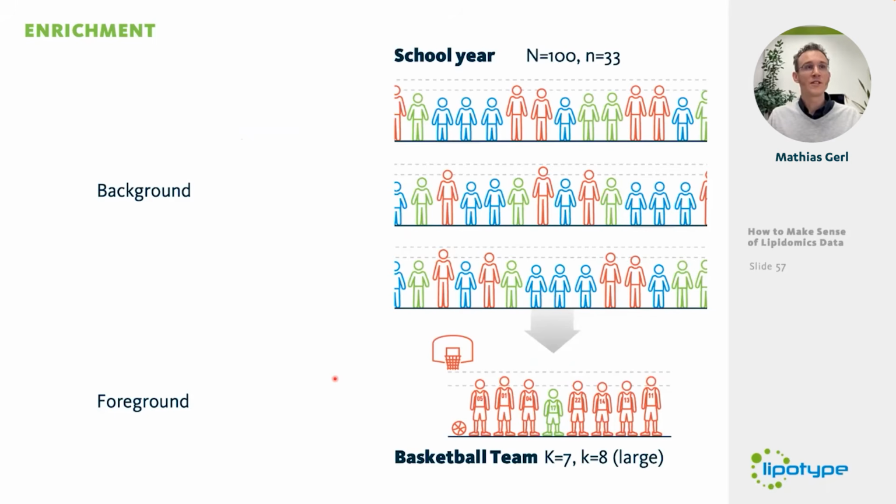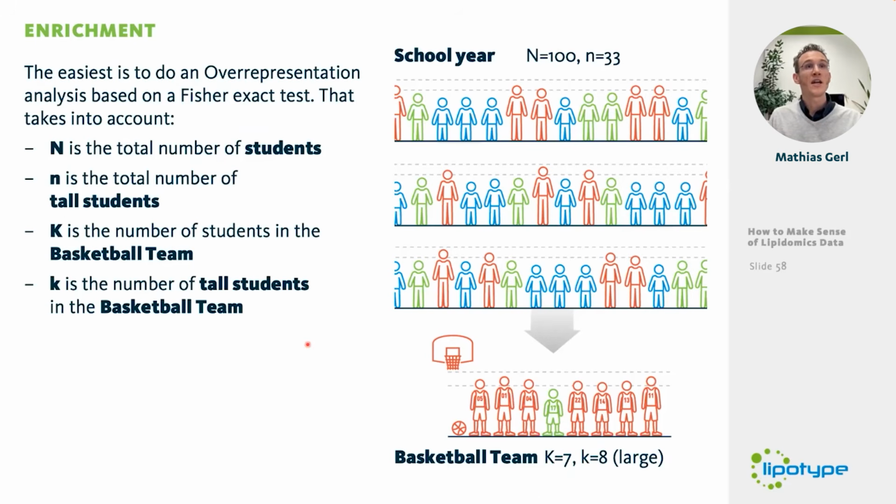And if you do this, there are different ways of enrichment. So this is simply that you have a subgroup. For this, you need a foreground, which is basically your basketball team, and a background, which is everybody of that school year. And you need certain numbers. So basically, as I said, a third of your whole school year were tall people, and in a basketball team of 8 players, 7 of them are tall. So these are these K's and N's. And what you do is an over-representation analysis based on a Fisher exact test. Here you basically need to know these 4 numbers and plug them into the formula or your algorithm, and that will give you a p-value telling you if there is an enrichment or not.